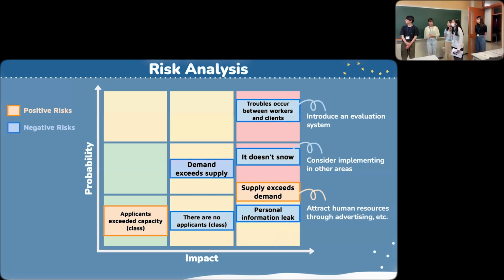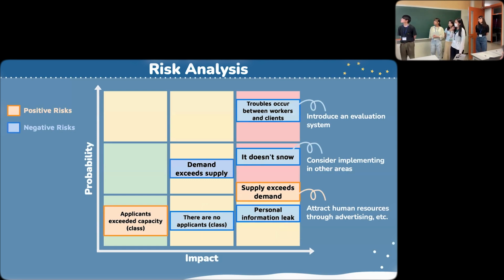Okay, about the risk analysis, we divided the risks into two types. Firstly, about the negative risk. The biggest one we think maybe is the trouble between the workers and the clients. It's the same as the other applications. There are definitely some moments when people use applications but feel unpleased. So we decided to introduce an evaluation system to solve this problem.